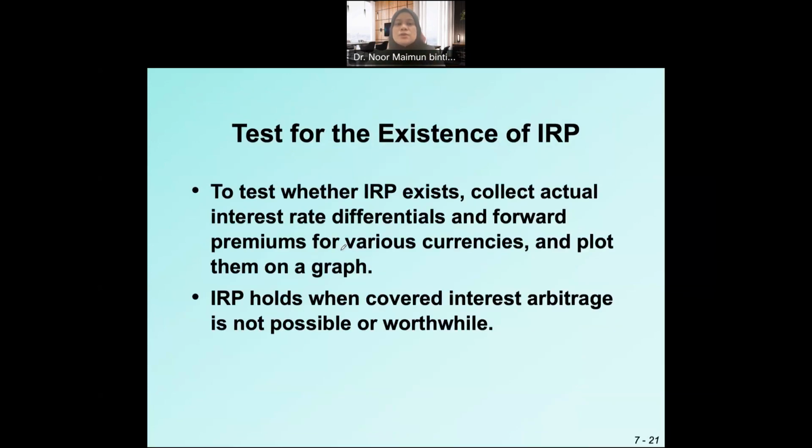So how do we test the existence of interest rate parity? To test whether interest rate parity exists or not, collect the actual interest rate differential and forward premium for various currencies and plot them on a graph. So you find the difference, then you look at the forward premium, do a calculation for that premium, and then plot it on a graph. Then you look at whether it is above or below the IRP line.